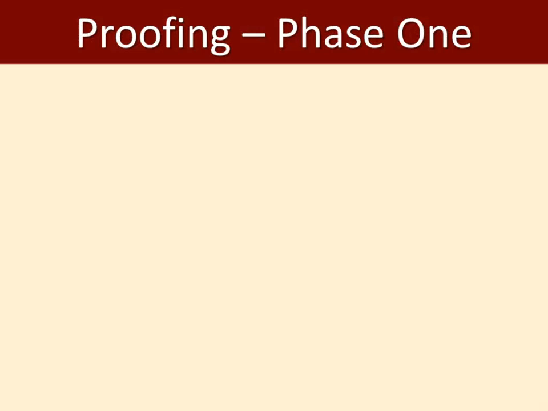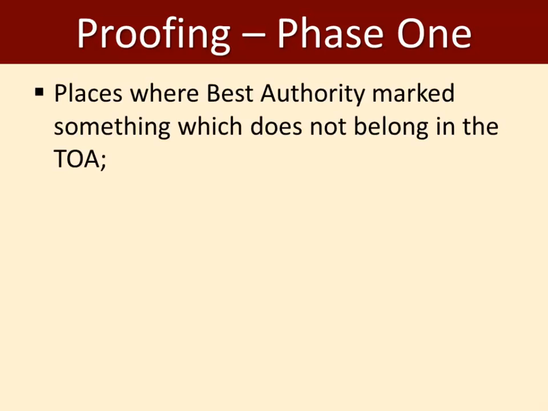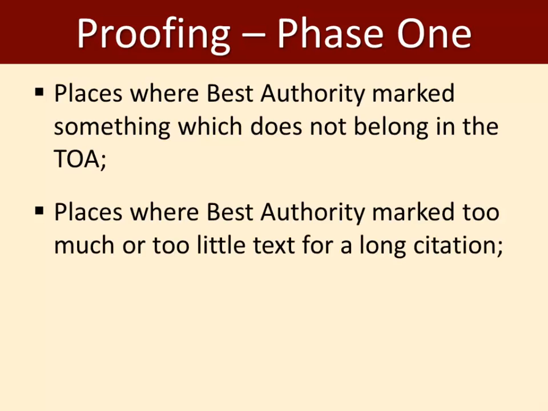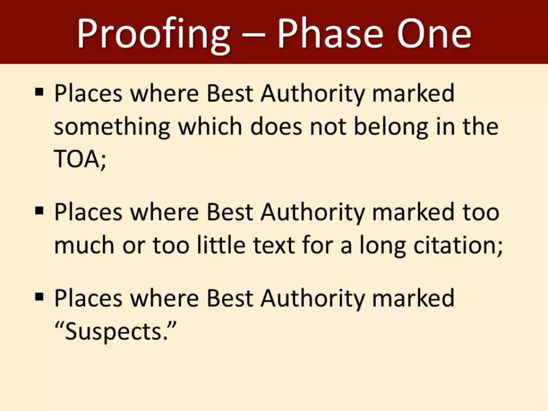You may remember from the first class that we proved our TOA in two phases. In Phase 1, we scrolled through the highlighted document looking for places where Best Authority marked something which does not belong in the TOA, or places where Best Authority marked too much or too little text for a long citation, or places where Best Authority marked suspects which show up in red in the document.